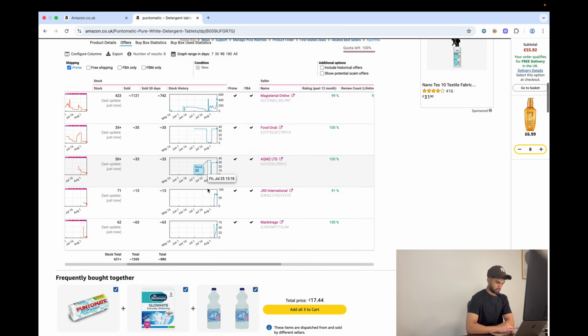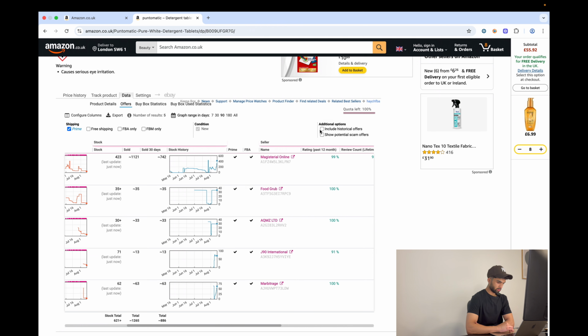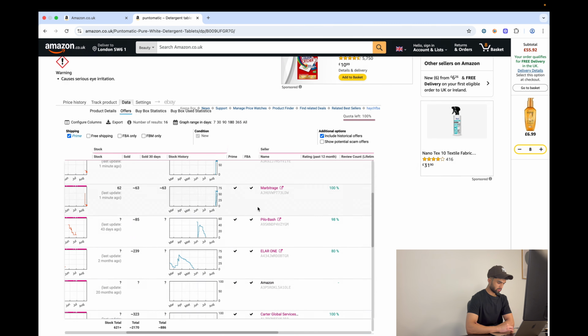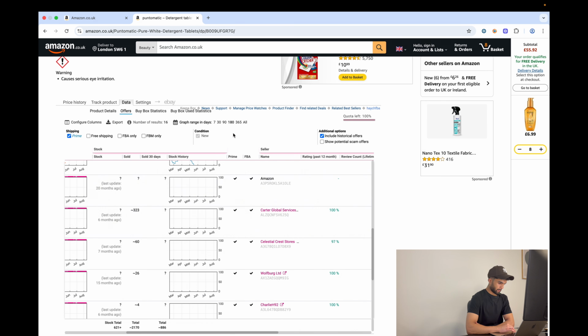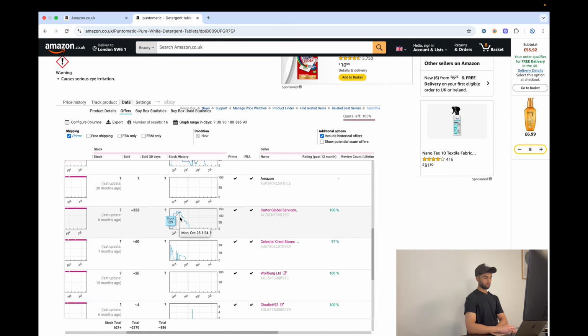I doubt it though. No, they're not on the listing. Include historical offers. 180 days. Now sometimes, there we go. As predicted, they had overstocked drastically on the listing, 130 units of stock.